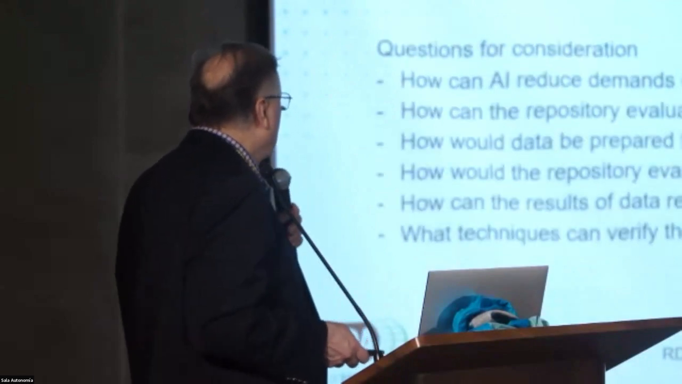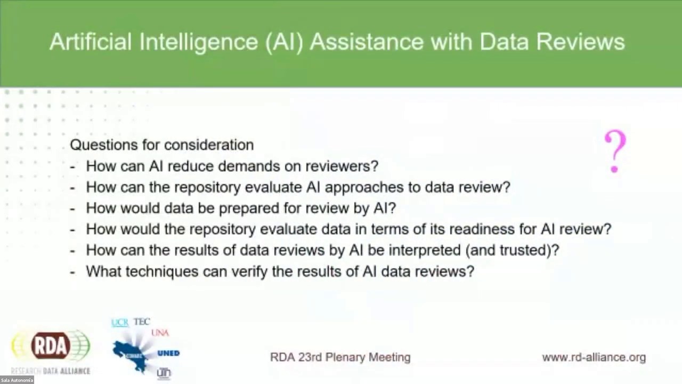We might ask ourselves also, how can the repository evaluate the artificial intelligence approaches that might be appropriate for reviewing data? And how would data be prepared for review by AI? It might be more than just posing the right questions to the AI. It might be that we need to prepare the data, format it or something, so that we can get the most out of the AI. And then how would we evaluate whether the data are in fact ready for AI review? And how can the results of data reviews by AI be interpreted and trusted for that matter? And then finally, what techniques can verify the results of AI data reviews?